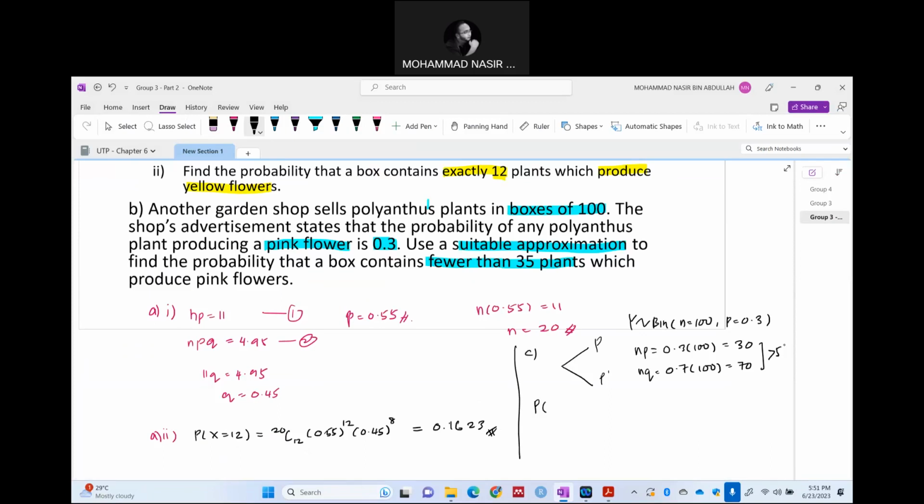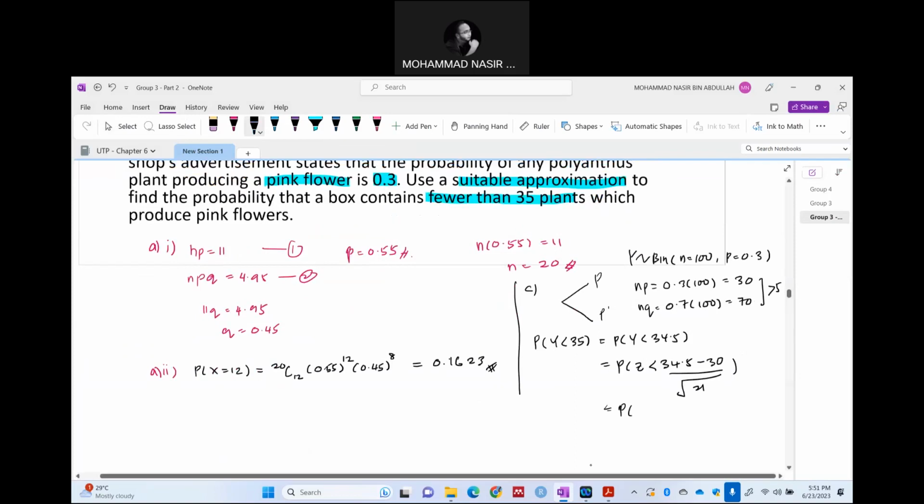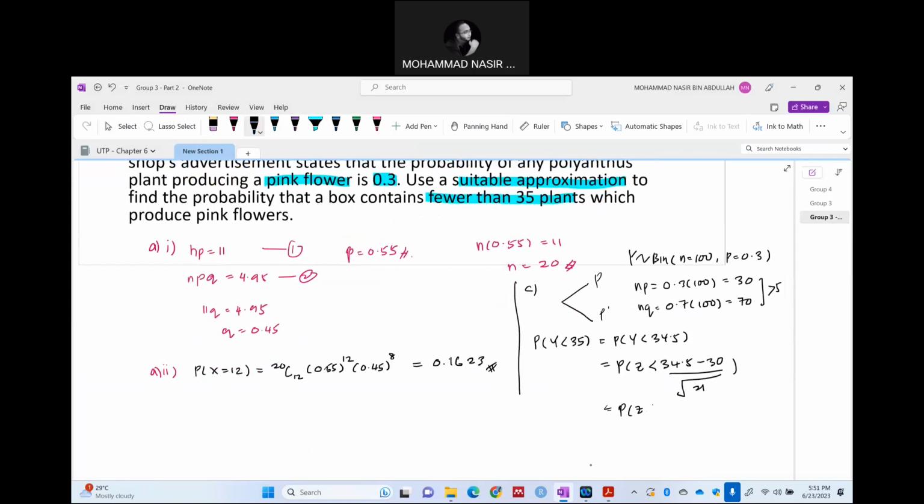So the probability that we want to find is the probability of Y less than 35. Right? We apply the correction for continuity, minus 0.5. Y less than 34.5. So probability of Z less than (34.5 minus 30) divided by the square root of npq, 21. Right, so this one should be 0.9819, 0.8365.